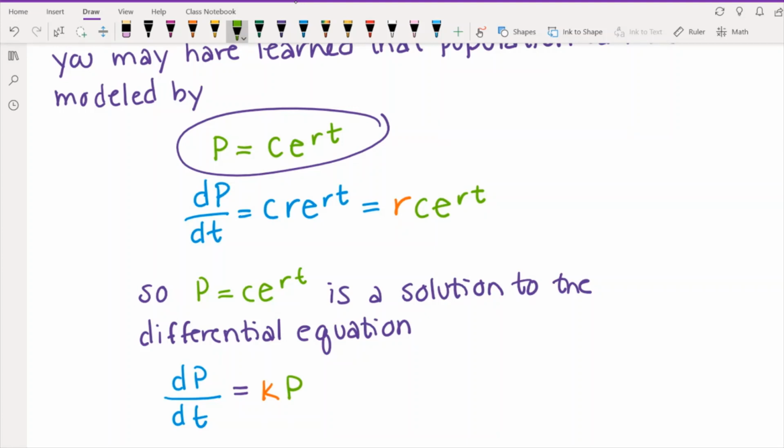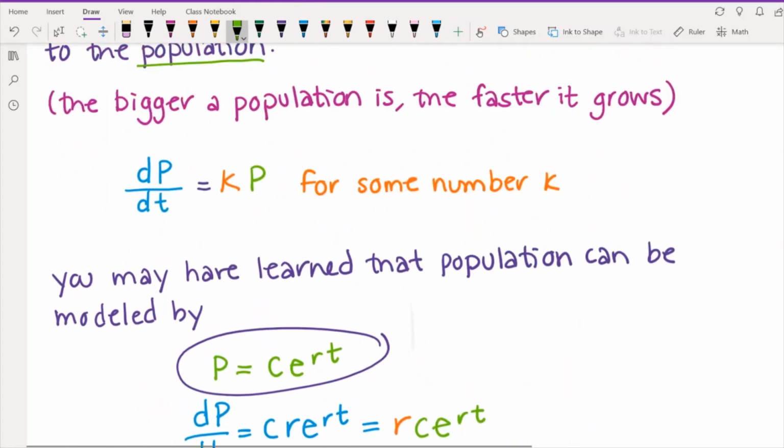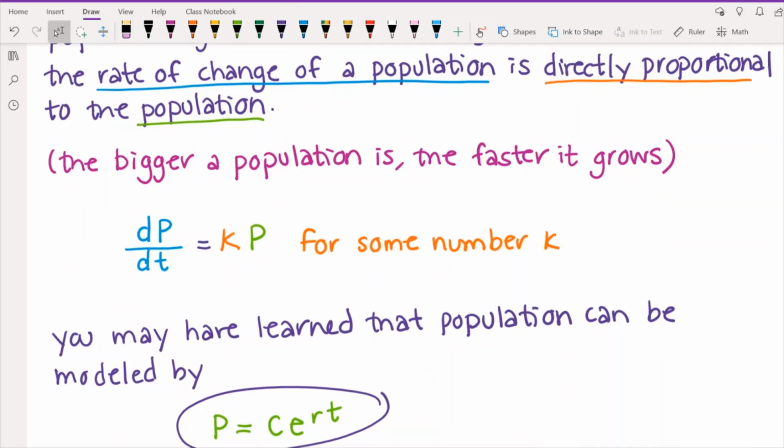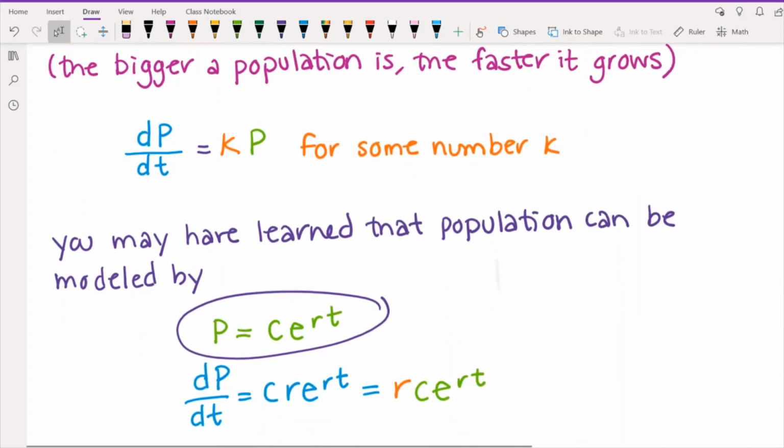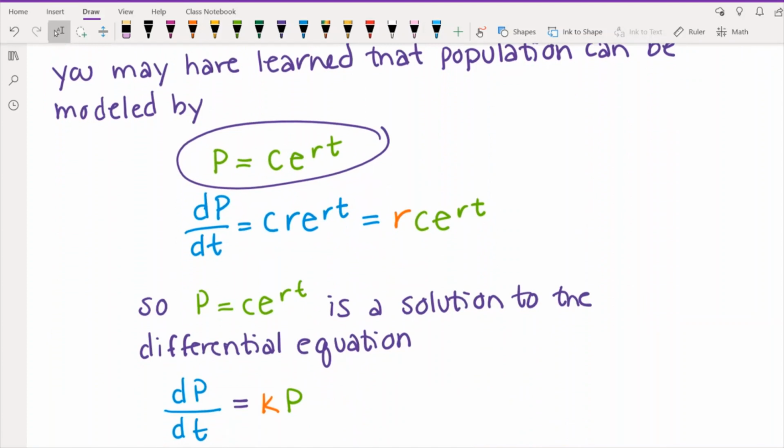This isn't something I'm going to test you on, but I thought it was an interesting connection. The idea that the bigger a population is, the faster it grows, is basically synonymous with the idea that population is modeled by an exponential function.